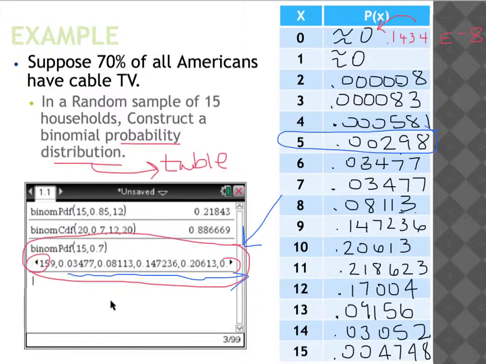One thing I want to bring your attention to is this number up here. All right, this is scientific notation on your calculator. So the 0.1434e-8 means move the decimal point 8 places to the left, which if you did that, you would have so many zeros. It's pretty much the probability of 0. Now, it's not exactly 0, but for the most part here, just to shorten it up, we can put 0 there. And you can see these probabilities here would be extremely low, because the chances of getting 2 or 3 households with cable TV is pretty low when 70% of Americans have it.